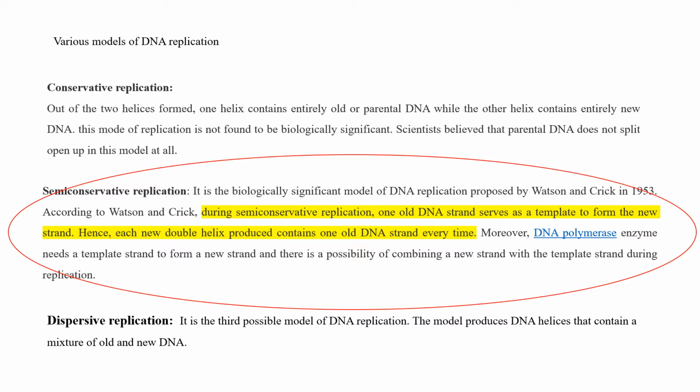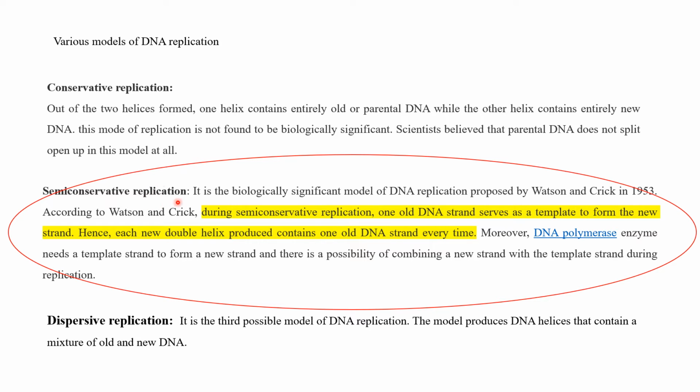As I already told you, there are these three models. First, conservative replication. What happens in this replication? Out of the two helices formed, one helix contains entirely old or parental DNA, while the other helix contains entirely new DNA. This model of replication is not found to be biologically significant. Scientists believe that parental DNA does not split open at all in this model.